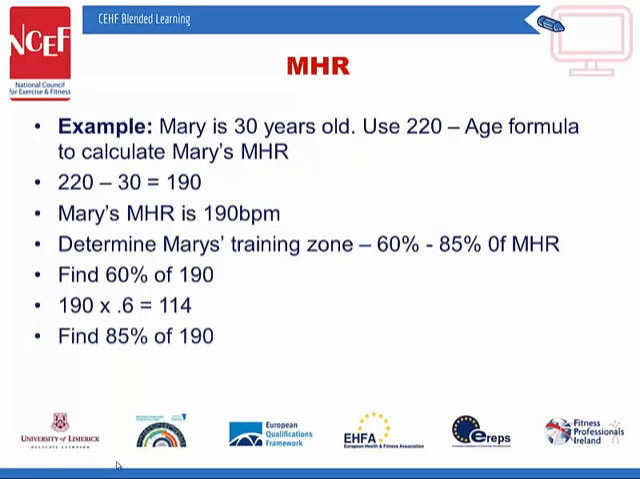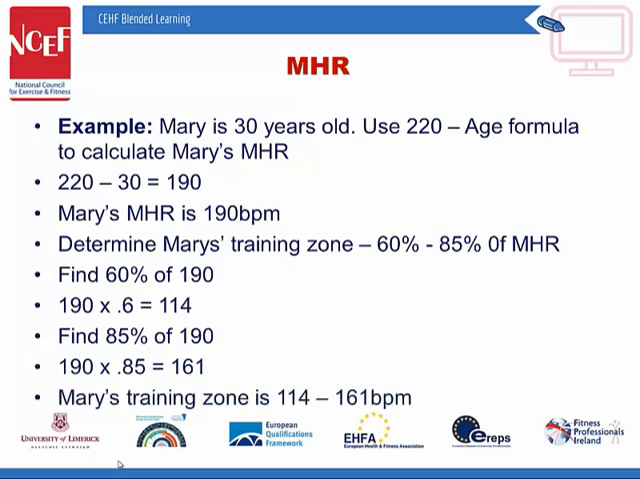Moving on then, we're going to find 85% of Mary's maximum heart rate, which would be the higher end of her training zone. So we multiply 190 by 0.85 and this gives us 161. So Mary's training zone is 114 to 161. And this means that Mary's heart rate should be up around this level in order for her to improve her cardiorespiratory endurance, or to improve the efficiency of her heart and lungs.